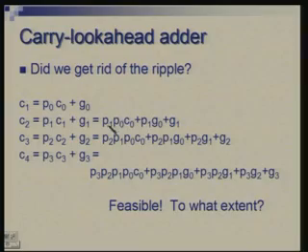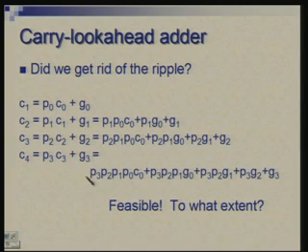Actually, coming back to these expressions, we can reason these out directly also. For example, for C2 we can say that either a carry gets generated at stage 1, or a carry gets generated at stage 0 and gets propagated through 1, or there is an incoming carry C0 which propagates through P0 and P1, through stages 0 and 1, and so on.